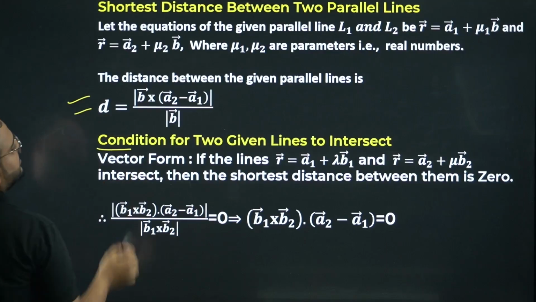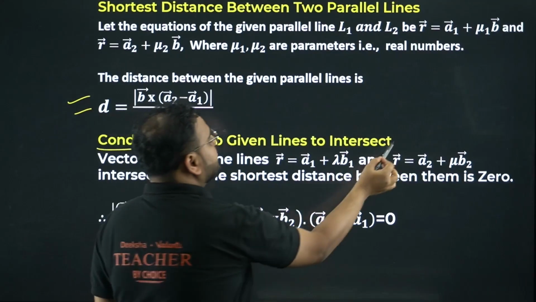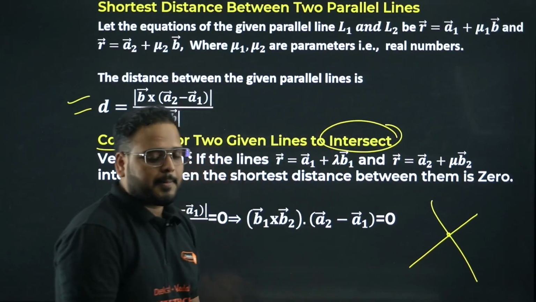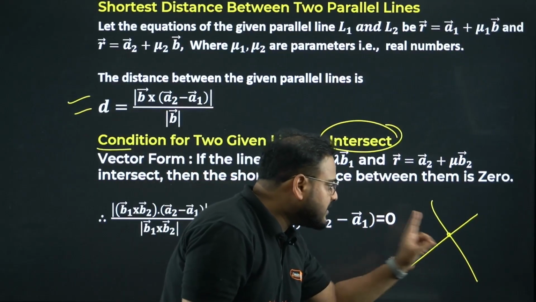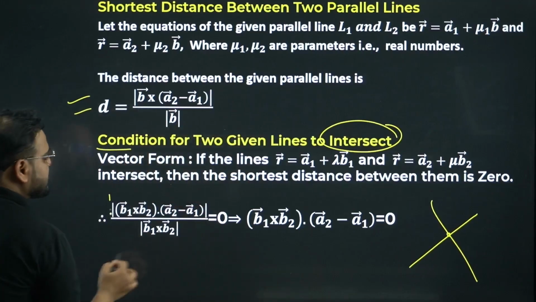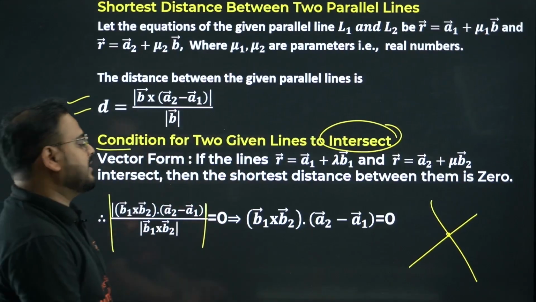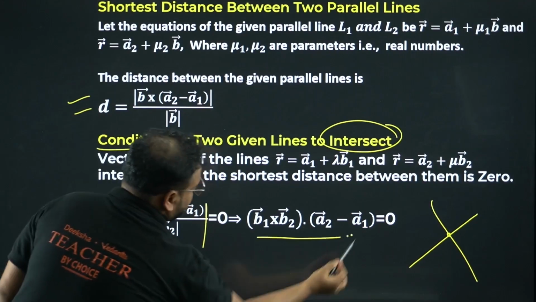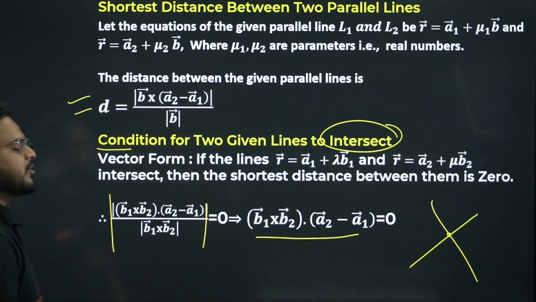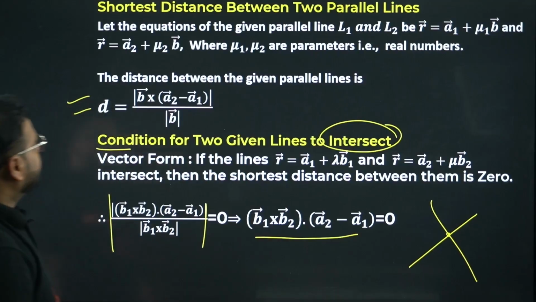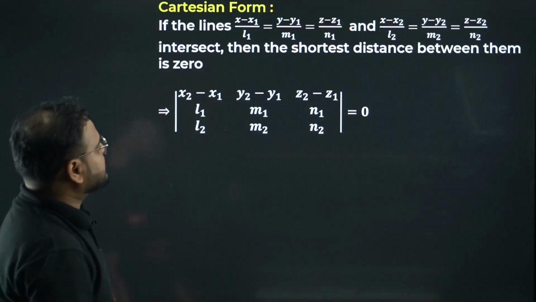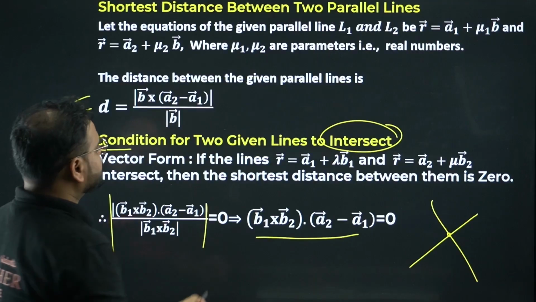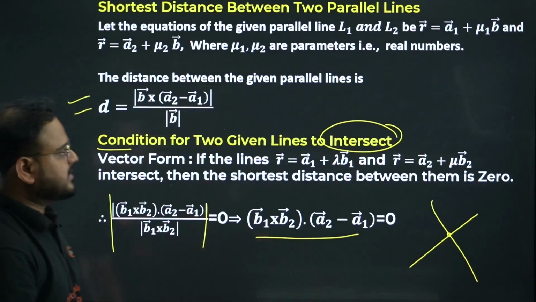If the two lines are intersecting in nature, it means the shortest distance is going to be 0. That's why I've taken the shortest distance equal to 0. So hence the numerator will be 0. This is the numerator: dot of (A2 minus A1) with B1 cross B2. Got it? Next, we have the Cartesian form of the same thing. If you can remember this result, good for you. Otherwise, you can use this vector form also. Same thing is there.